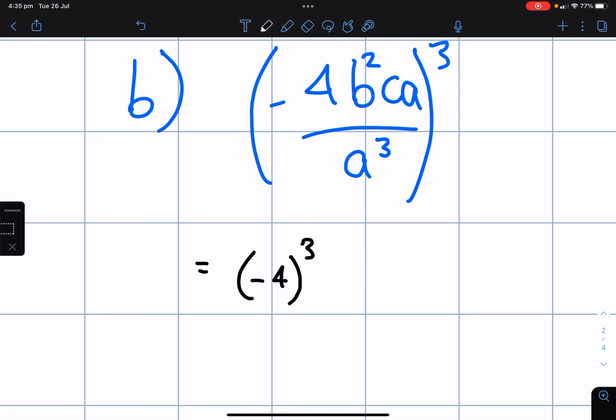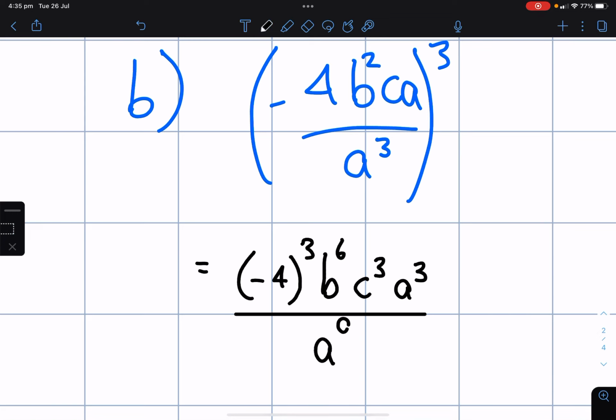Now we're looking at that b term, so we've got b to the power of 2, so we've got 2 times 3, which is 6, c to the power of 3, and a to the power of 3. And then we've also got a cubed on the bottom already. So 3 times 3 is 9, so we've got a to the power of 9.